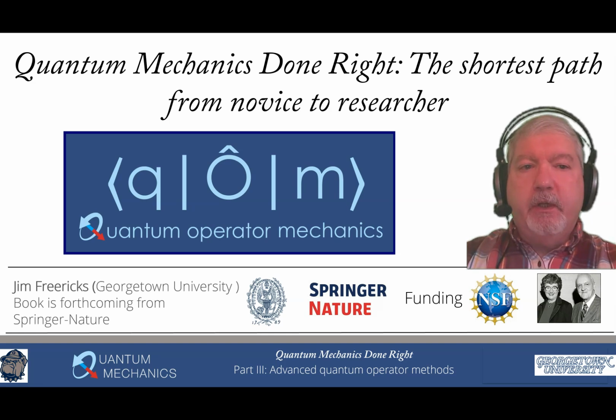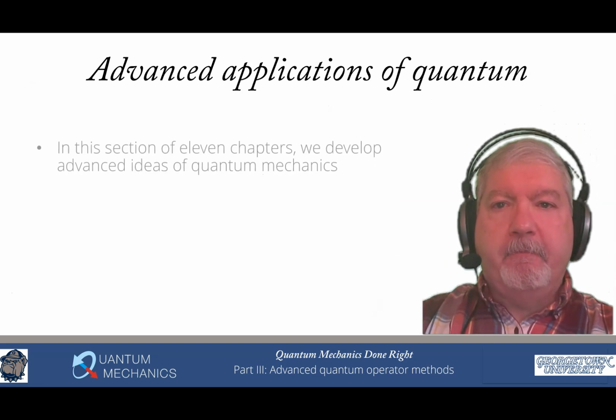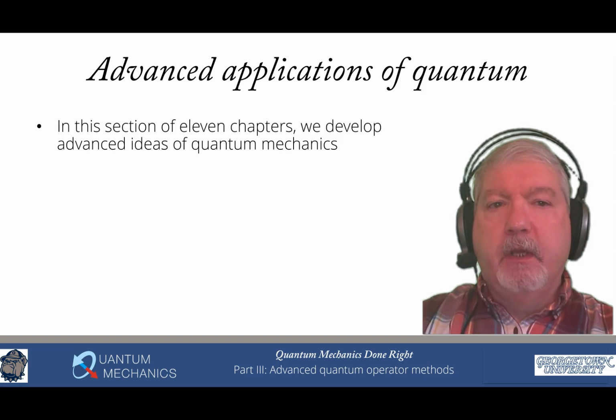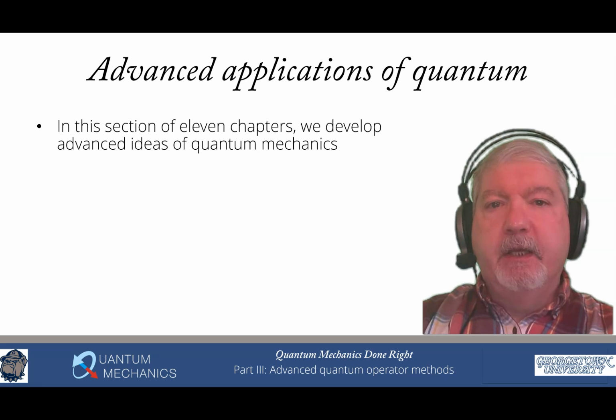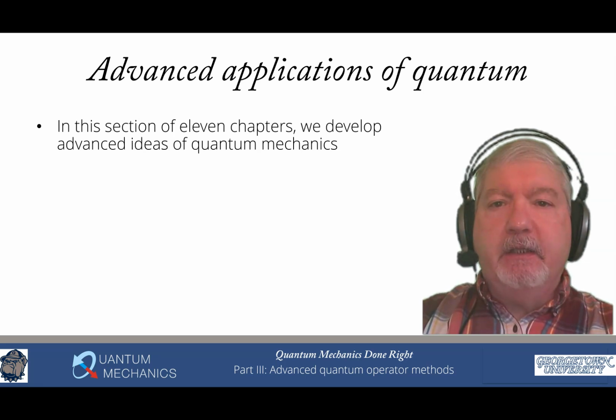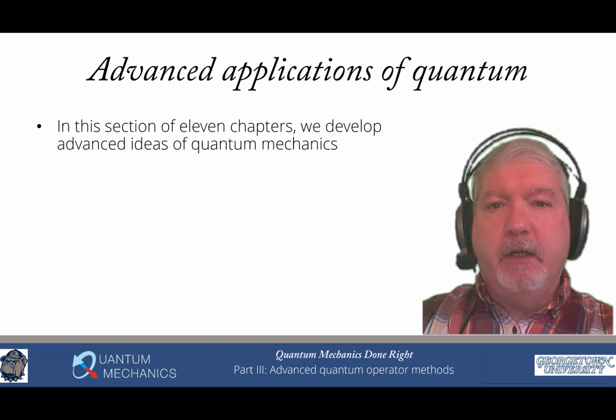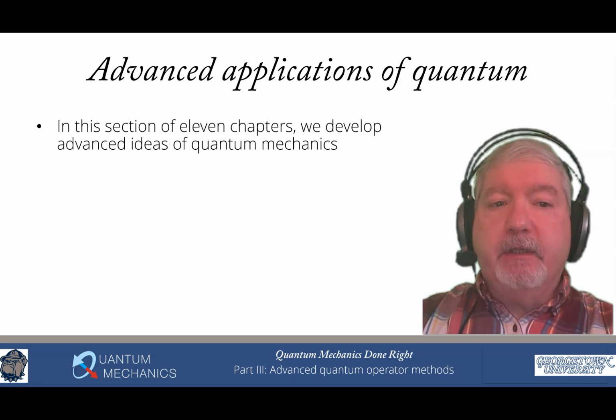In this video, we're going to talk about the third part of the book, which is Advanced Quantum Operator Methods. When we talk about advanced methods, a lot of these are applications. This section has 11 chapters, and we're going to develop a lot of advanced ideas, particularly ideas that take us from looking at single particle quantum mechanics into many body physics and multiple particle quantum mechanics, where things change quite a bit in going from one to the other.